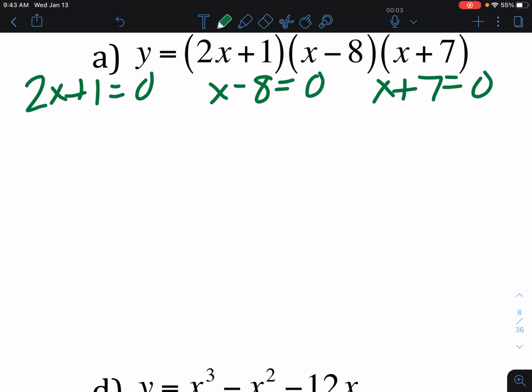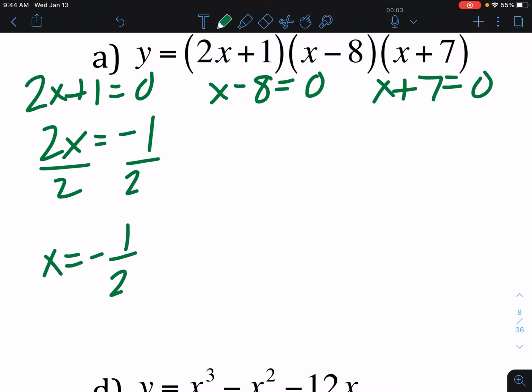All right, so the first one we would subtract 1 and then divide by 2. So there's our first 0. They're also known as roots, by the way. Second one, add 8. And the third one, subtract 7. So we have 3 zeros here, also known as roots.